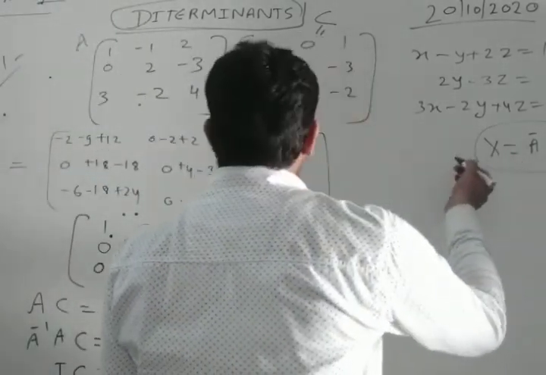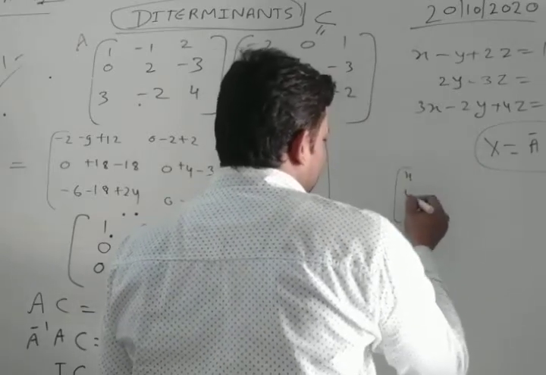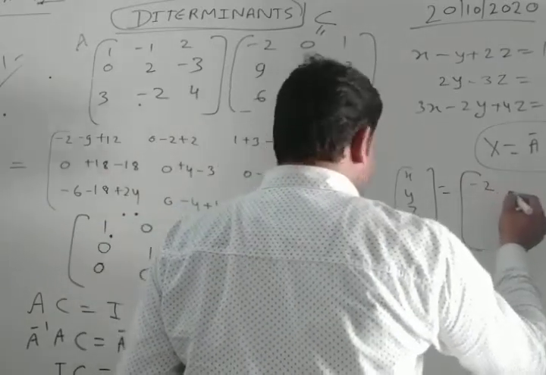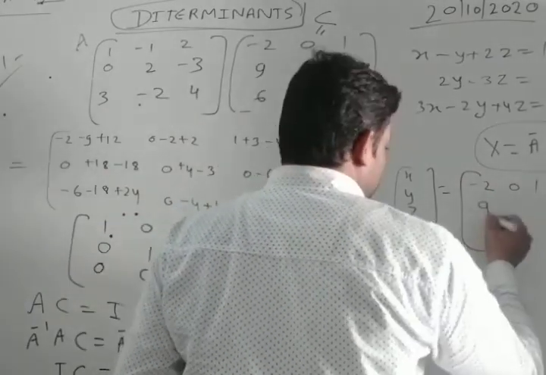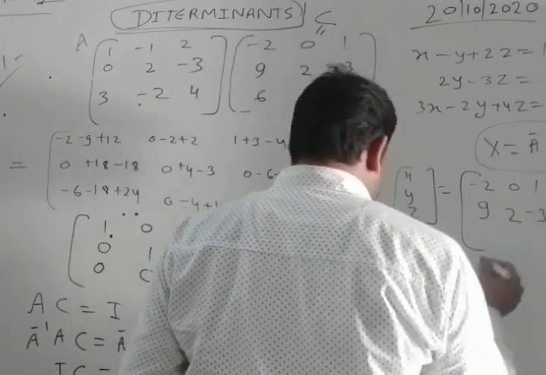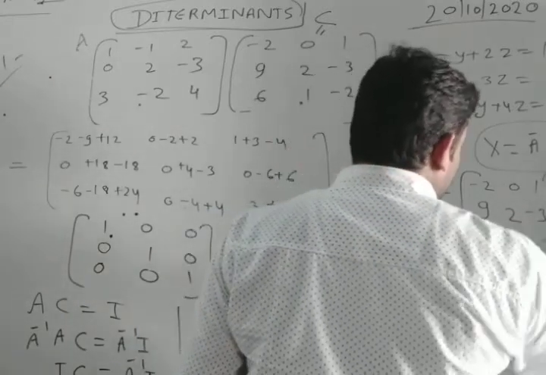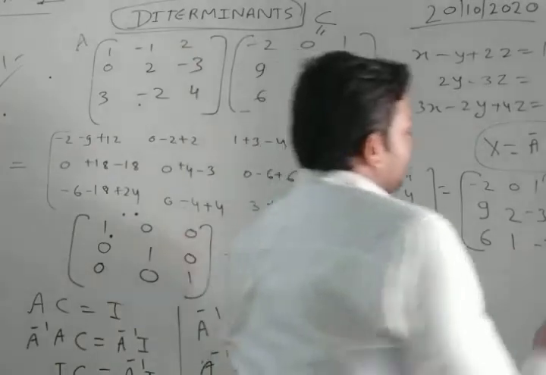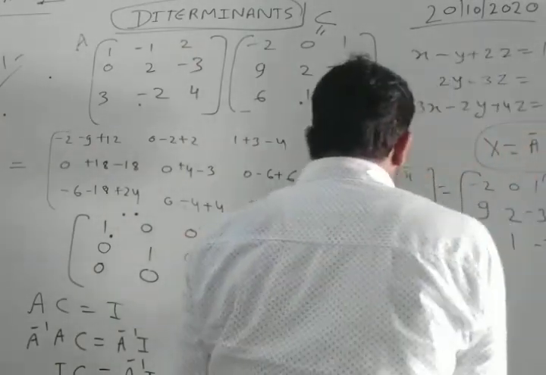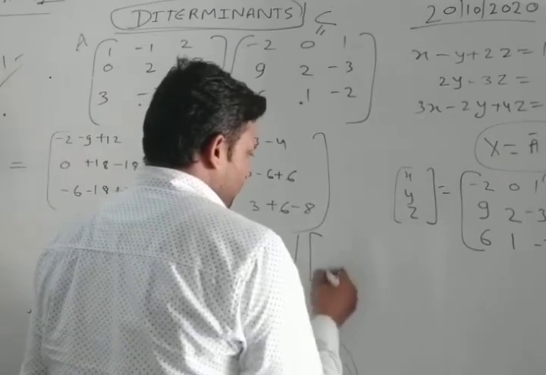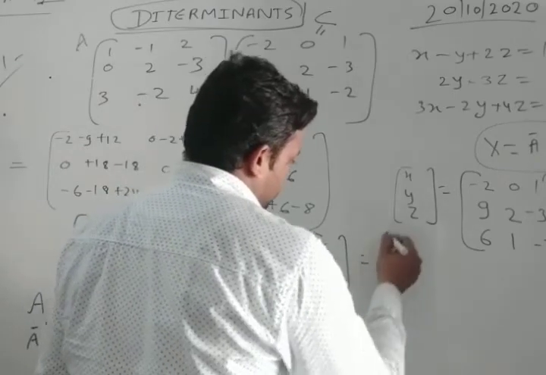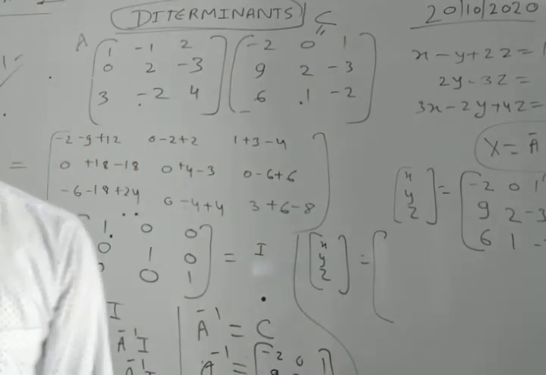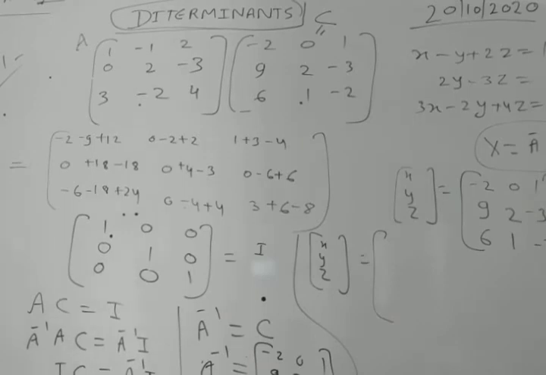So our X is x, y, z, and A inverse is minus 2, 0, 1, 9, 2, minus 3, 6, 1, minus 2, and this is multiplied by B. Our B is the right hand side, 1, 1, 2. Now our x, y, z will be the multiplication of these two. Now we will multiply. So let's start.